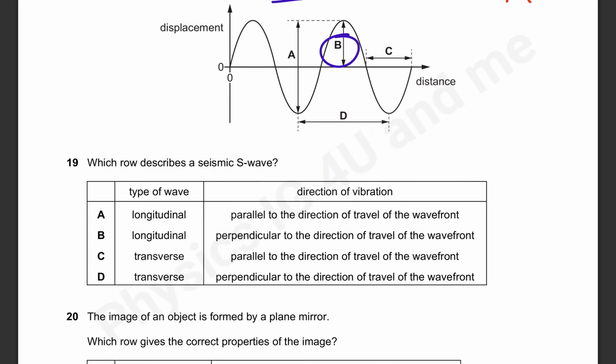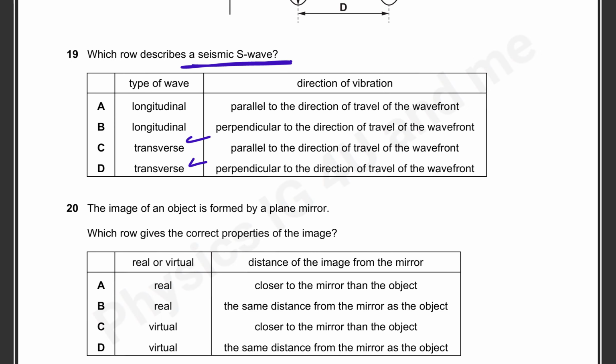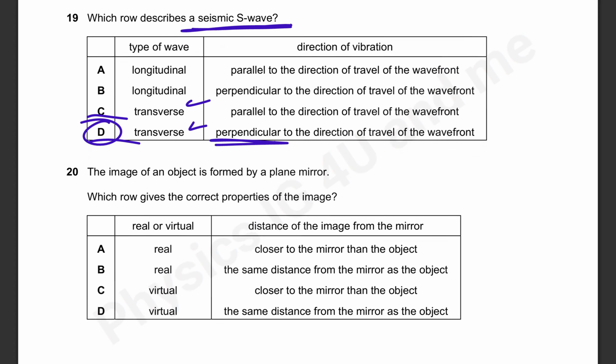Now, question 19. Which row describes a seismic S wave? Okay, remember we have S wave and P wave, right? So, S wave is a transverse wave. S wave is transverse, so we are in option C or D. And transverse wave, we know it, yani the direction of wave is perpendicular to the vibration of particles, so we are in option D. I hope it's clear.